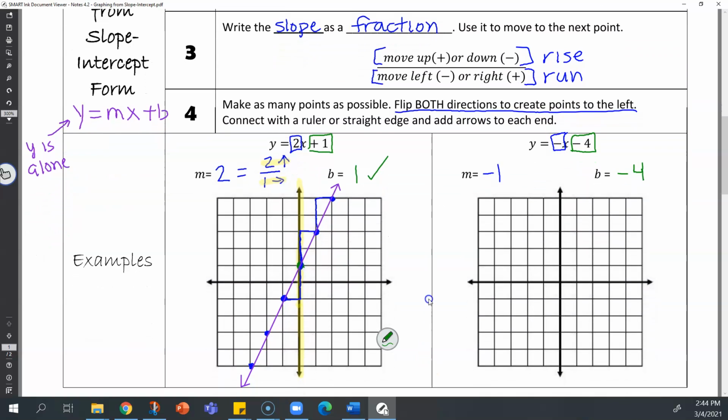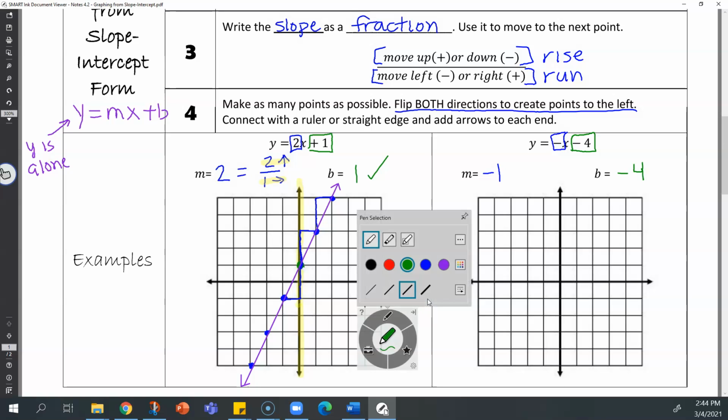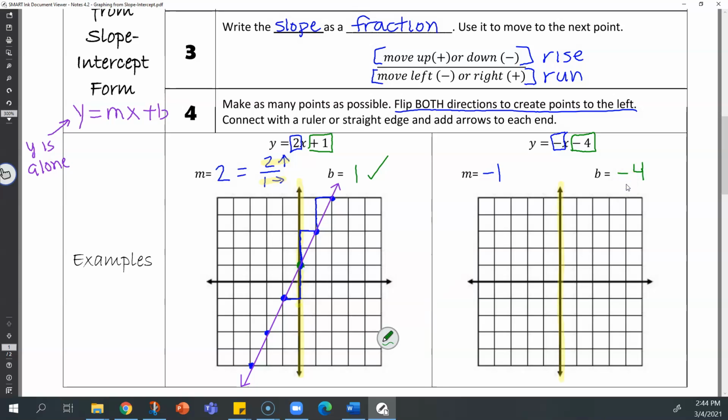Now that I've identified both of those, I'm going to start at my y-intercept. Remember that my y-axis is this axis that goes up and down. And my y-intercept is -4. So on this axis, I'm going to go 1, 2, 3, 4 down, and I'm going to plot that y-intercept point. Again, this is going to be my starting point as I begin to graph the rest of my numbers.